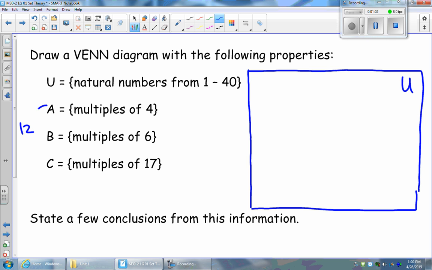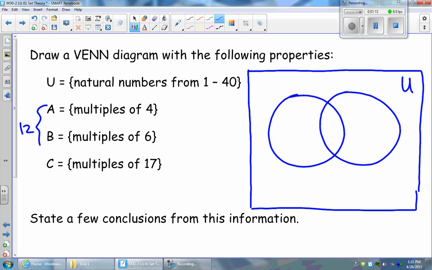Now, I can think of one off the top of my head. The number 12 is a multiple of 4 and a multiple of 6. So I know there's going to be some overlap between sets A and B. So when I draw A and B, I'm going to draw them so that the circles overlap and there's some elements that are common to both sets. So I'm going to label one set A and the other set B.